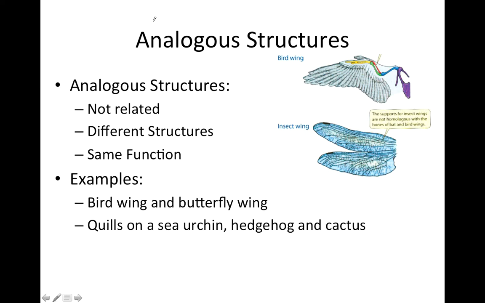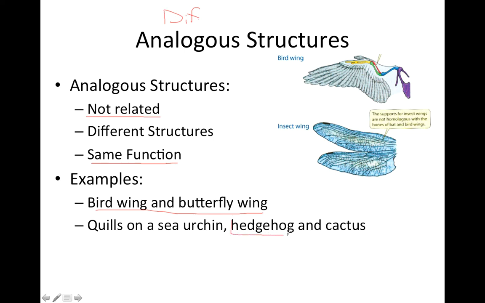Analogous structures, the exact opposite of homologous. So analogous would be different structures. That means that they're not related, different structures, and they have the same functions. For example, a bird wing and a butterfly wing. These two species are not related to each other, but they have the same function, different structures. They both are using them to fly, but they are different structures. So you're going to have to make sure you point that out on your test as well.